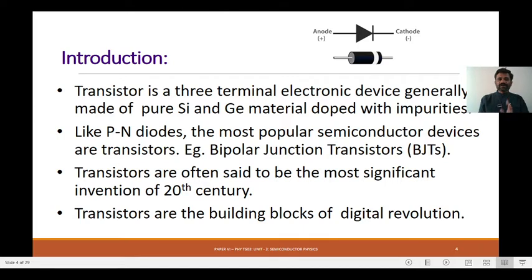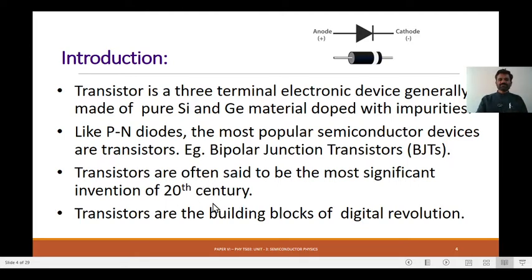What is a transistor? A transistor is a three-terminal, two-junction electronic device which is generally made up of pure silicon and germanium materials which are doped with trivalent impurities and also pentavalent impurities. In order to get P type silicon or germanium or N type silicon or germanium, one should add these impurities. And these transistors are often said to be the most significant innovation of the 20th century.